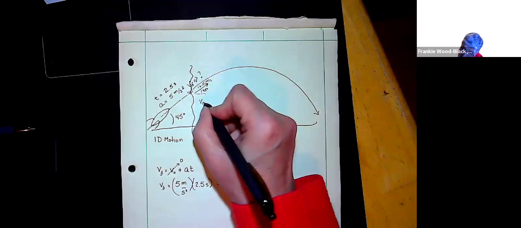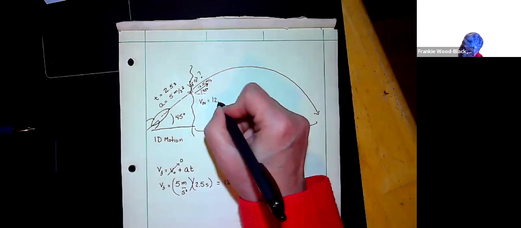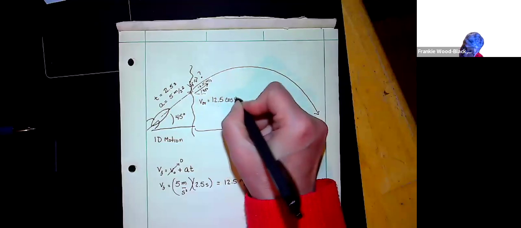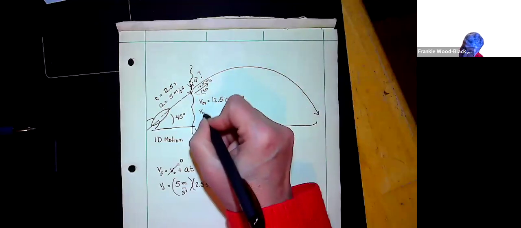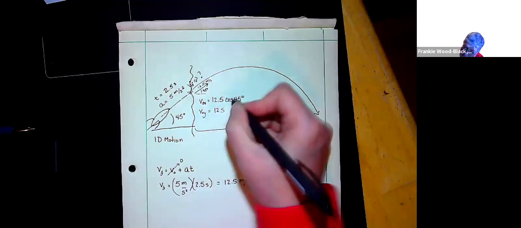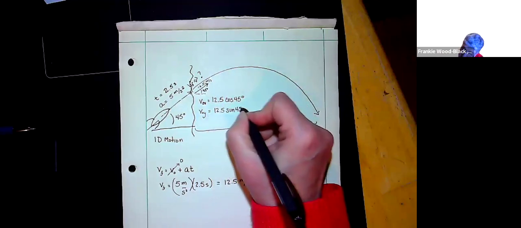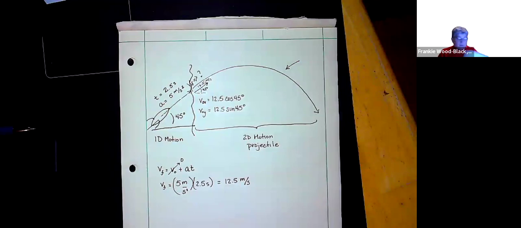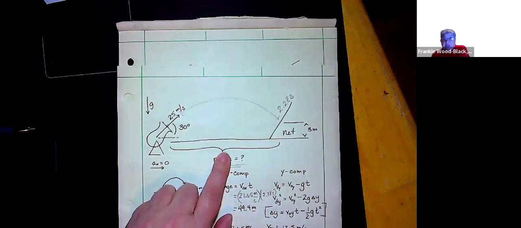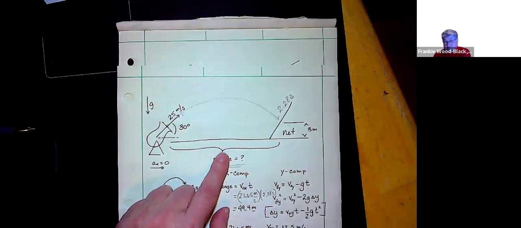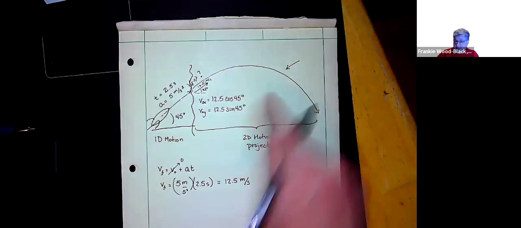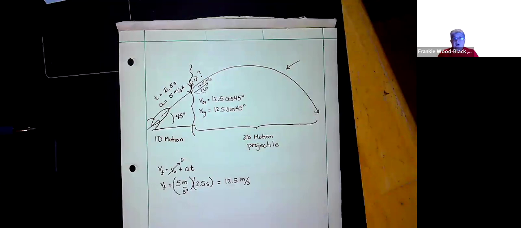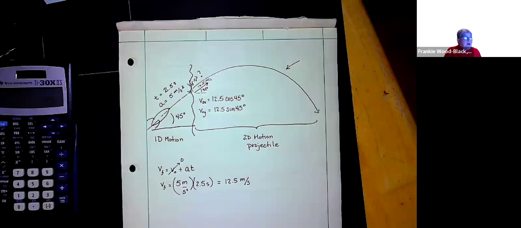So I can calculate my V initial X. Well, that's 12.5 cosine of 45 degrees. And my V initial Y, which is 12.5 sine of 45 degrees. And now I can work this problem just like my cannon problem. So we break it up into 2 parts and we look at how the problem gets started. So that should give you some help on that homework problem as you get into there.